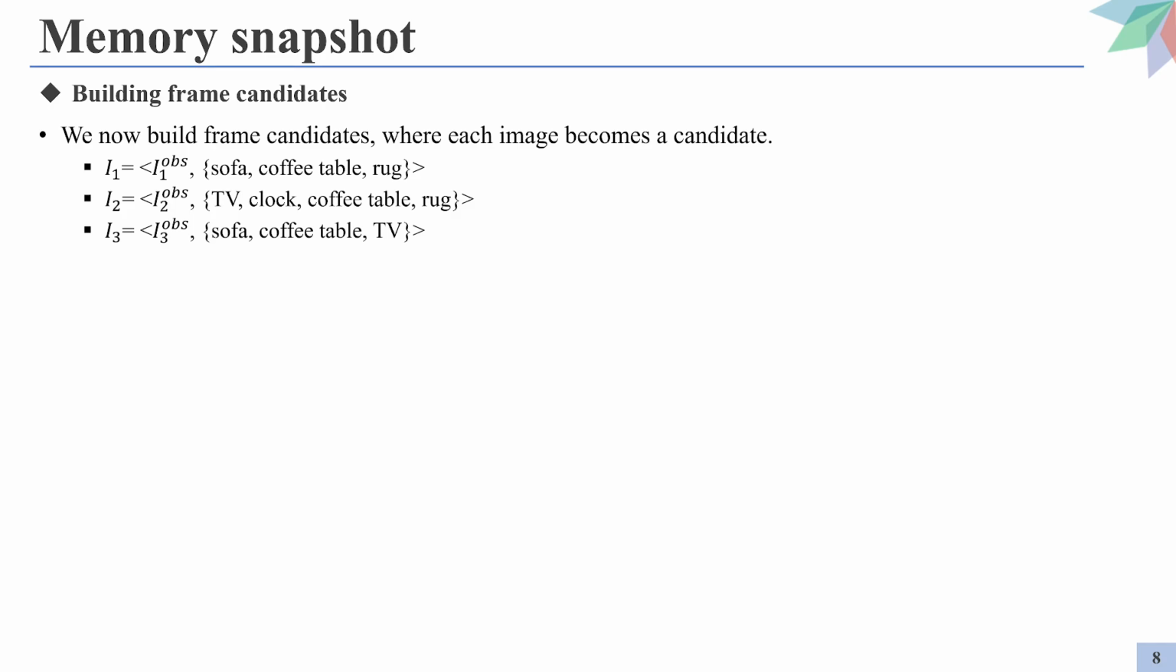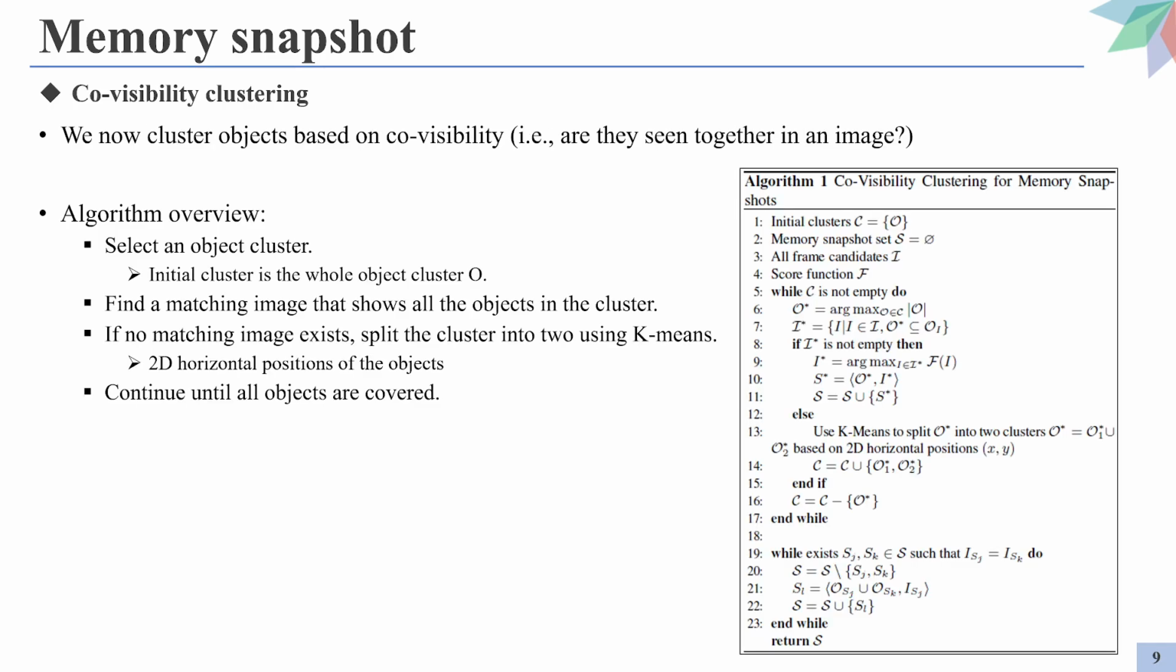Using the global object list, we then construct frame candidates, each consisting of an image paired with a set of detected objects present in that image. Although these frames serve as candidates for memory snapshots, redundant ones must be removed first. To achieve this, the authors propose an algorithm called co-visibility clustering, which identifies and eliminates overlapping frame candidates. Rather than diving into theory, I'll walk you through a simple example to illustrate how the process works.